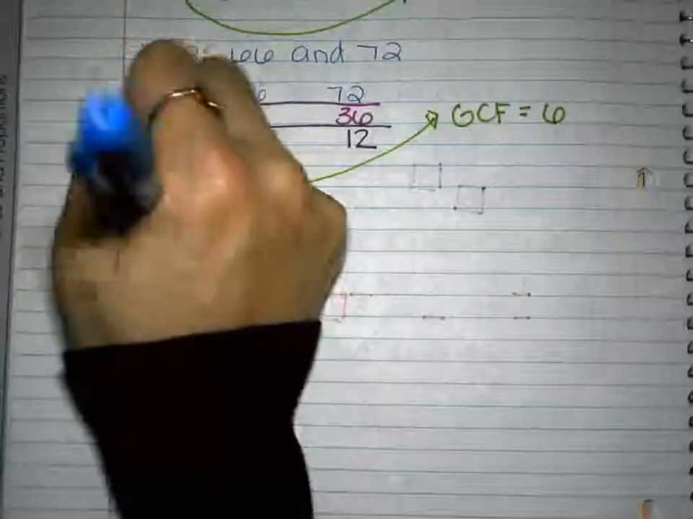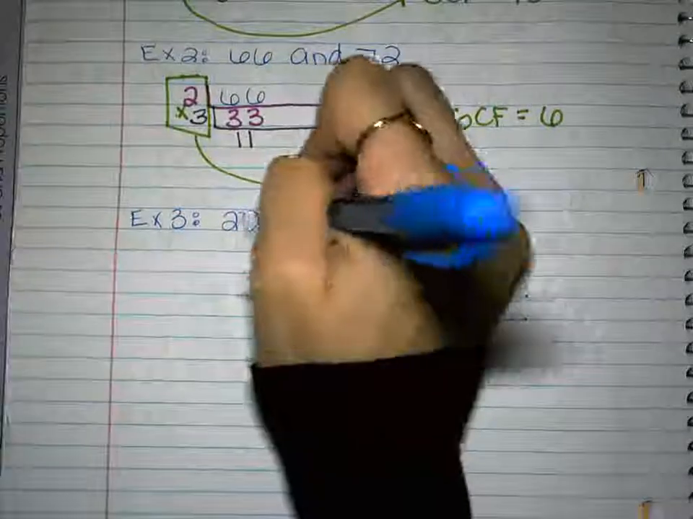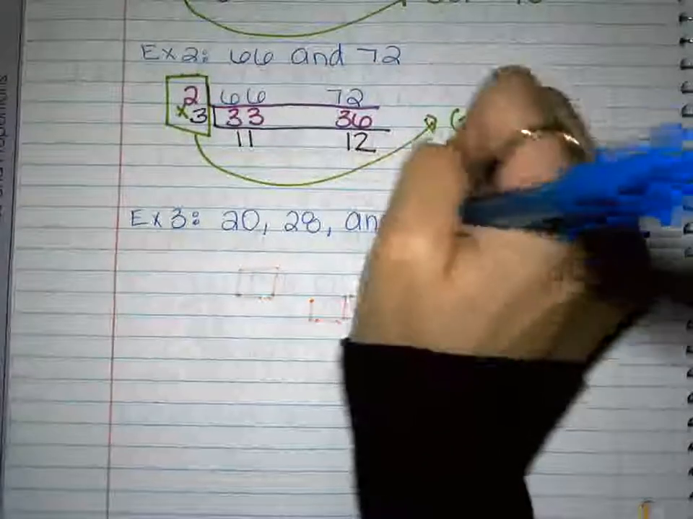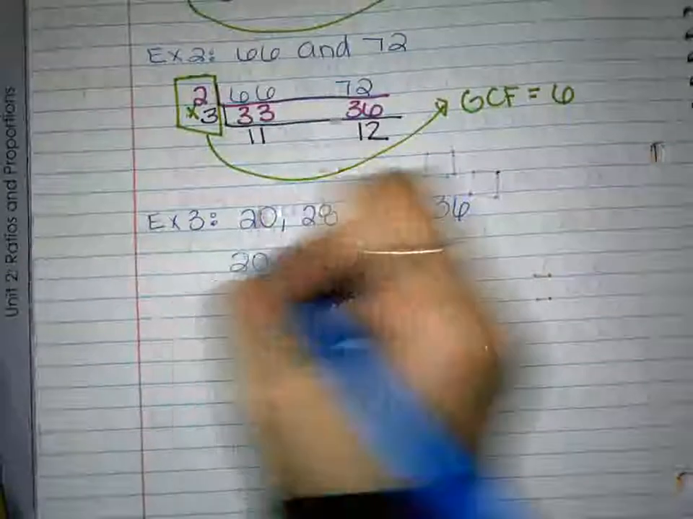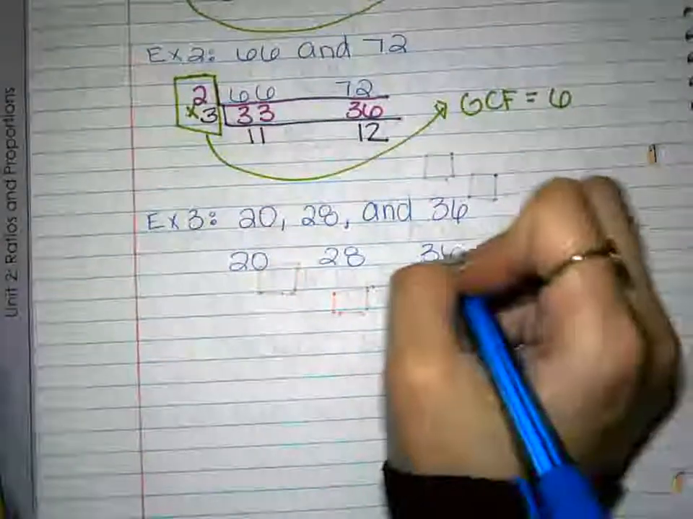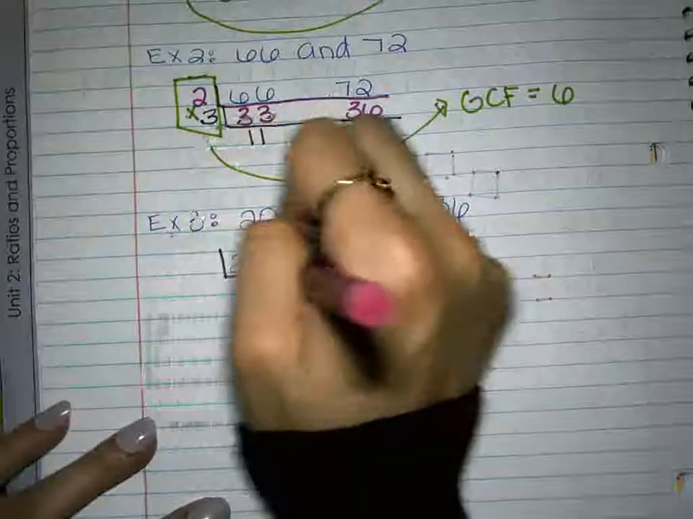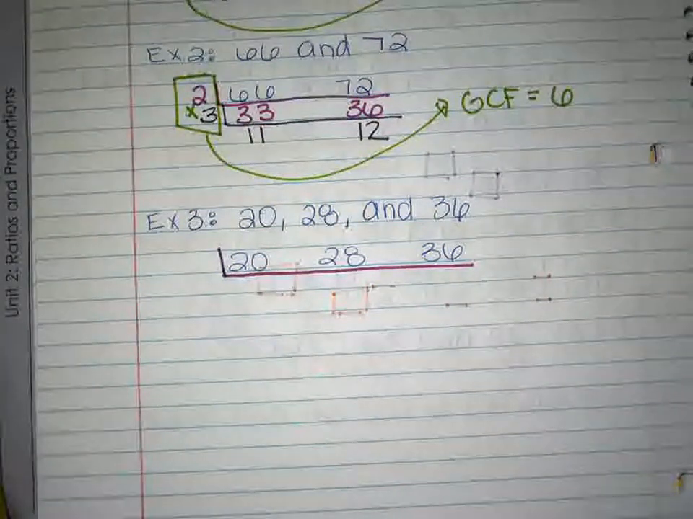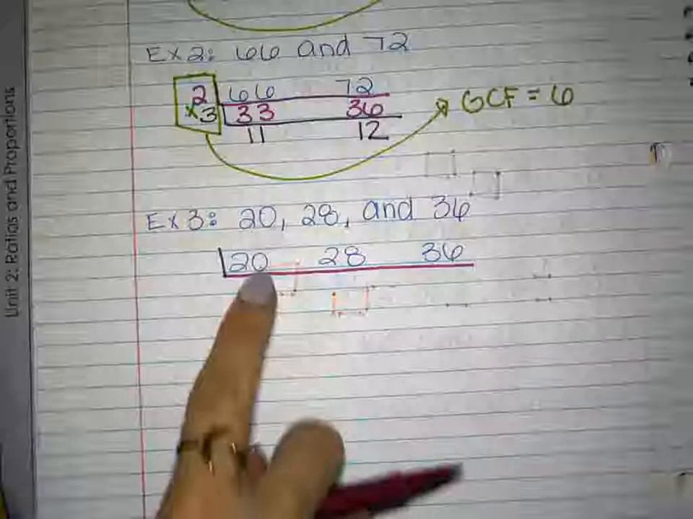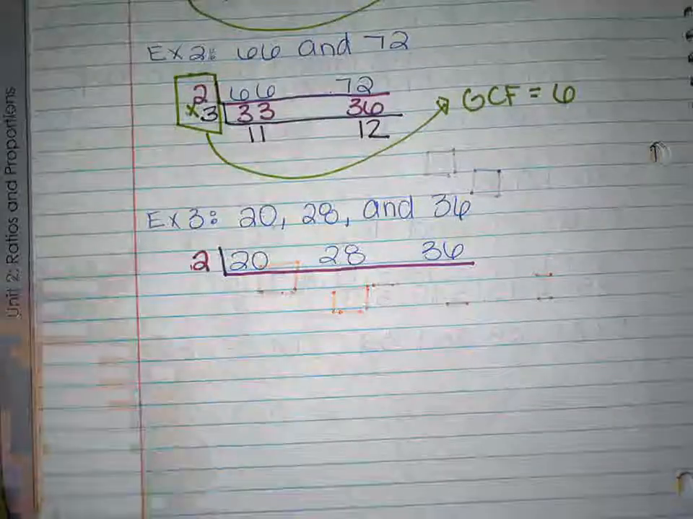Okay, let's try another one. I have 20, 28, and 36. We can do this with 3 numbers as well. I need to draw my upside down cake. I need to ask myself the question, what number goes into 20, 28, and 36? It ends in a 0, 8, and a 6, so I know that's all even numbers, so I can take out a 2.